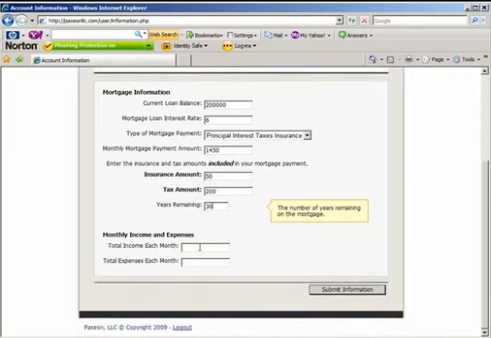Now tell us about your income. This is net spendable income. How much money do you make during the month? And we'll say you make $5,000.